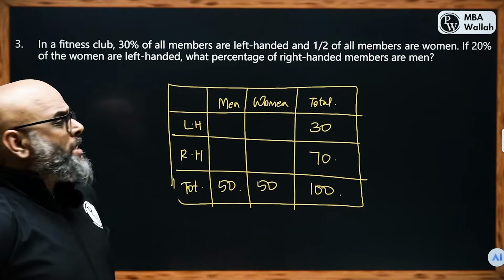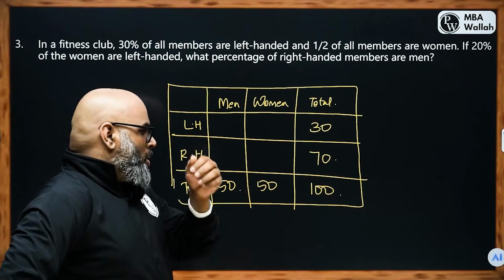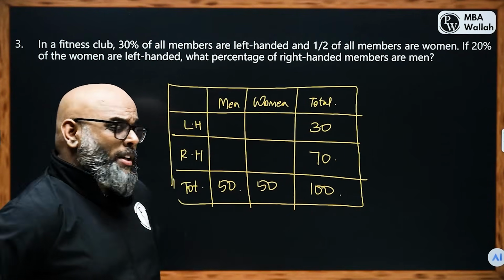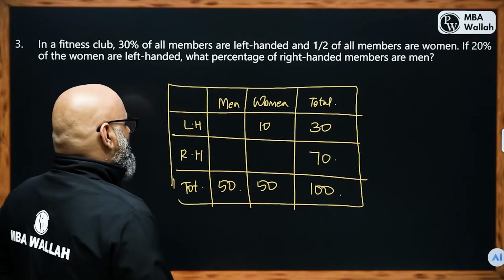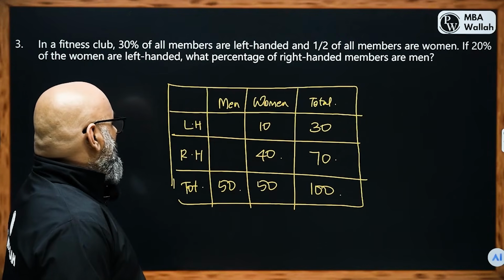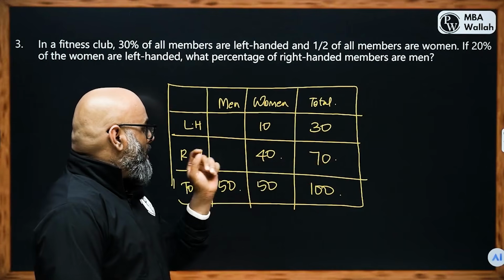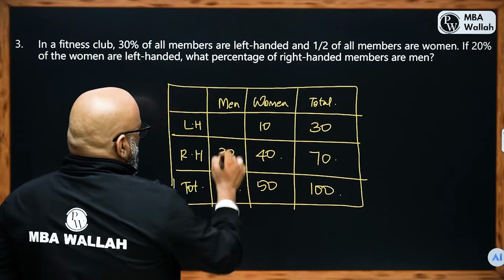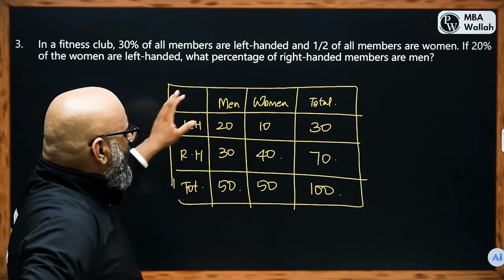If 20% of the women are left-handed, I have 50 women, 20%. So 10% is 5. So 20% becomes 10. 20% of the women are left-handed, which means 40 of them would be right-handed. Now, if I look at the right-handers, out of 70 right-handers, 40 of them are women, which means 30 of them are men. From here, 20 left-handed men we have. We have gotten the entire table.